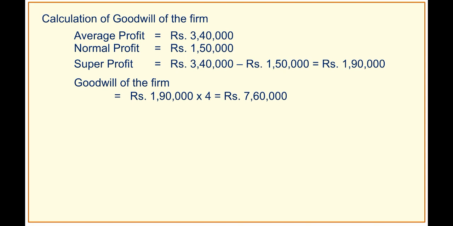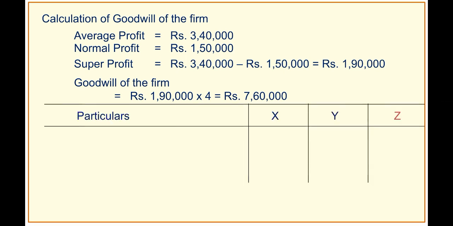Now will this goodwill be distributed among the partners? No. We will only calculate Z's share, because Z is bringing in goodwill. In most questions, they will tell you to find out Z's share, then to distribute using the sacrificing ratio, for which you need to calculate the sacrificing ratio also. But what we are going to do is just make a table with particulars X, Y, Z. Distribute this 7,60,000 in the old profit sharing ratio, that is 3 by 2. You will get 4,56,000 and 3,04,000.